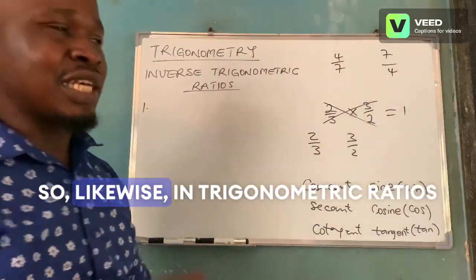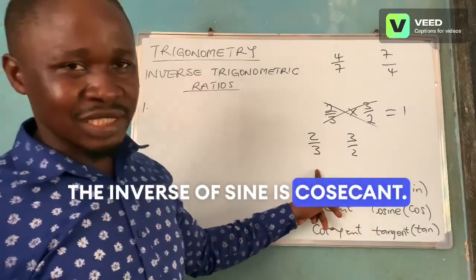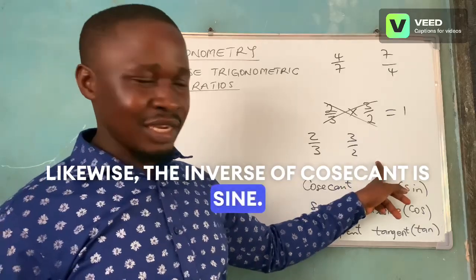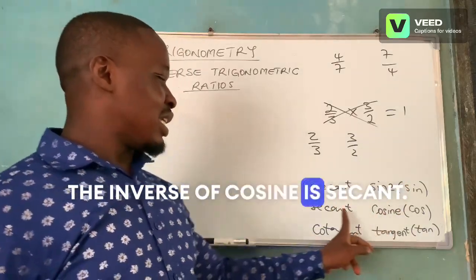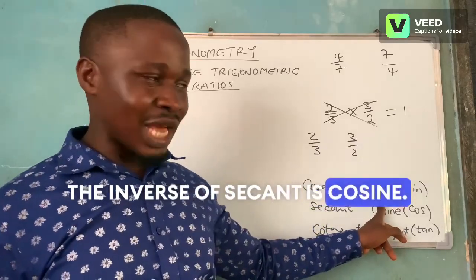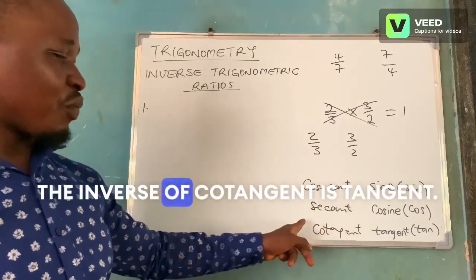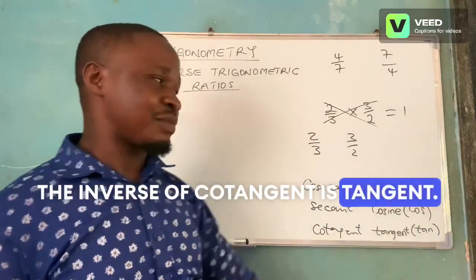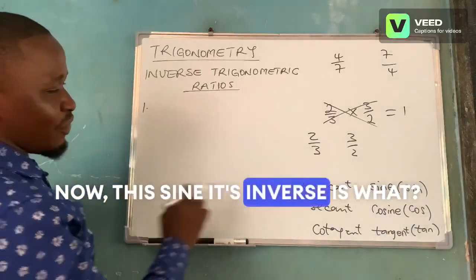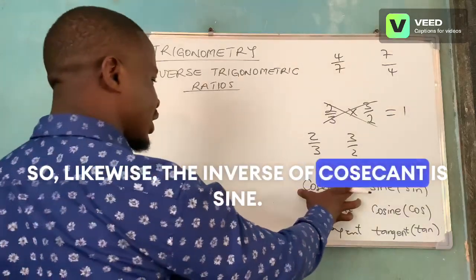So likewise, in trigonometric ratios, the inverse of sine is cosecant. Likewise, the inverse of cosecant is sine. The inverse of cosine is secant. The inverse of secant is cosine. The inverse of tangent is cotangent. The inverse of cotangent is tangent. Now, this sine, its inverse is what? Cosecant. So likewise, the inverse of cosecant is sine.